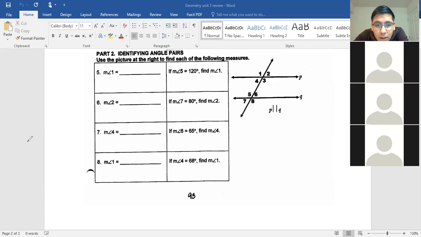Okay, now it's saying angle 6 is 65. So what is the measure of angle 4? And again, we have alternate interior angles. Basically, we're following the same rule, and you can see that they're two small angles again. So that makes them congruent. So if angle 6 is 65, then angle 4 is also 65.